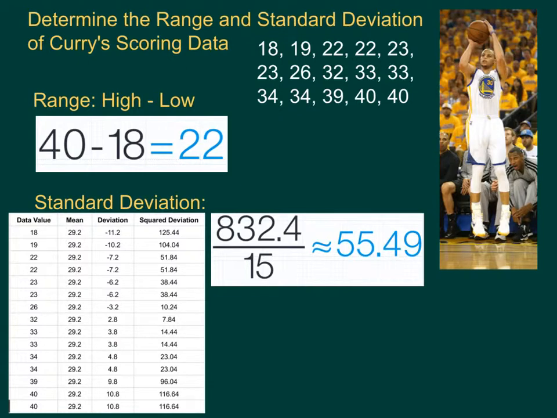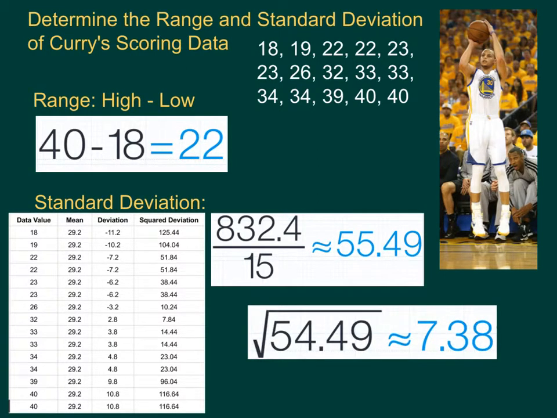So that's the variance. And now to find the standard deviation, my final step just involves finding the square root of that number. And when I do that, the square root of 54.49 is about 7.38. And so the standard deviation of Steph Curry's scoring in the Western Conference Playoffs 2015 is 7.38.